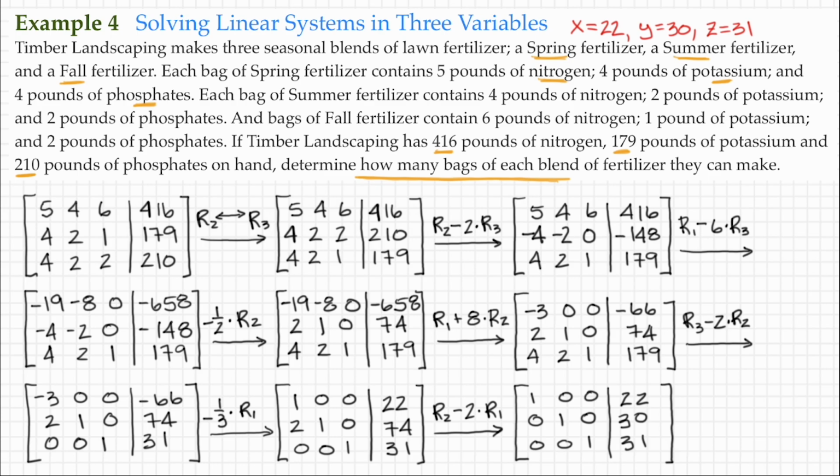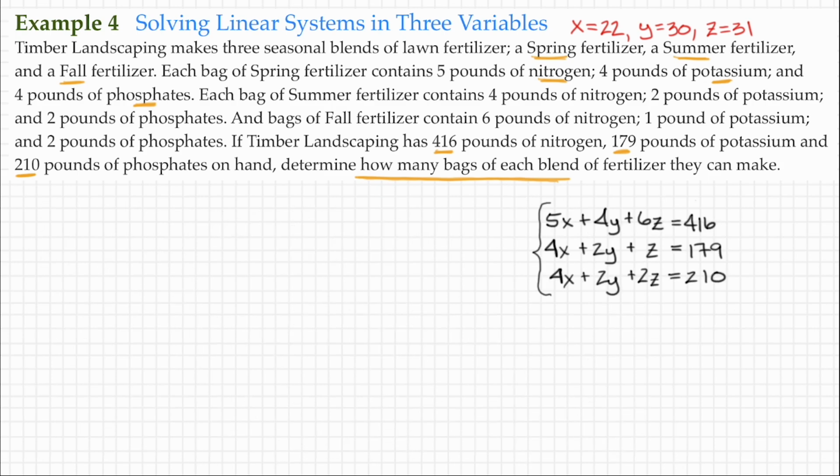fertilizer. Now we can go ahead and check all this by plugging it back into our system of linear equations. So we'll do that. So we'll do 5 times x, which is 22, plus 4 times y, which is 30, plus 6 times z, which is 31. And this should all equal 416. 5 times 22 is 110. 4 times 30 is 120. And 6 times 31 is 186. Add them all together, and they do equal 416. So it satisfies the first equation.